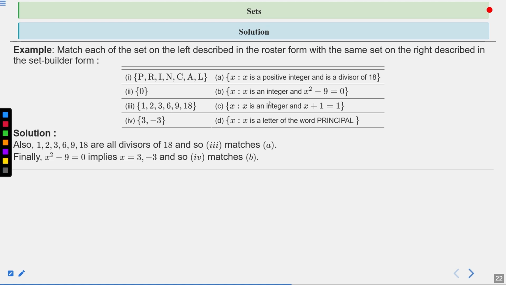Or you can try to change this set builder into roster form. You will get the same answer as this. So x must be an integer and a solution of this quadratic equation. The solution for this quadratic equation, very simple, is plus minus 3. So for this set builder form, the roster form will be 3 comma minus 3 enclosed in curly braces. Clear? I hope this is clear.